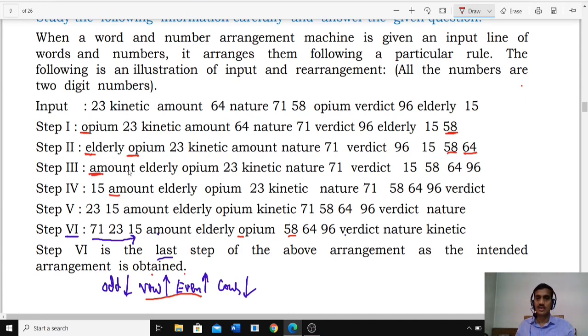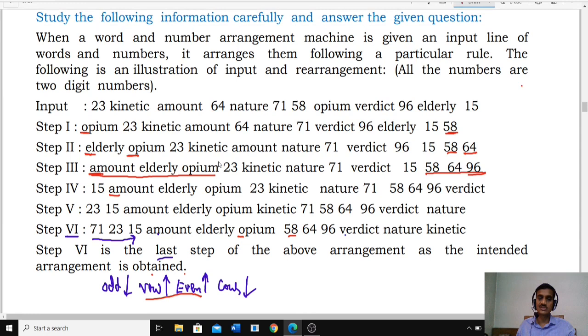The next one, highest even number. కనుక 3 even numbers and 3 vowels that are started with the vowels are arranged by step 3.